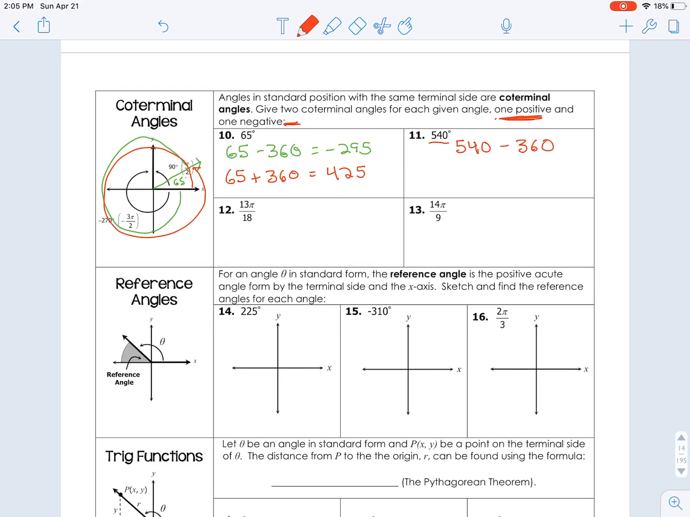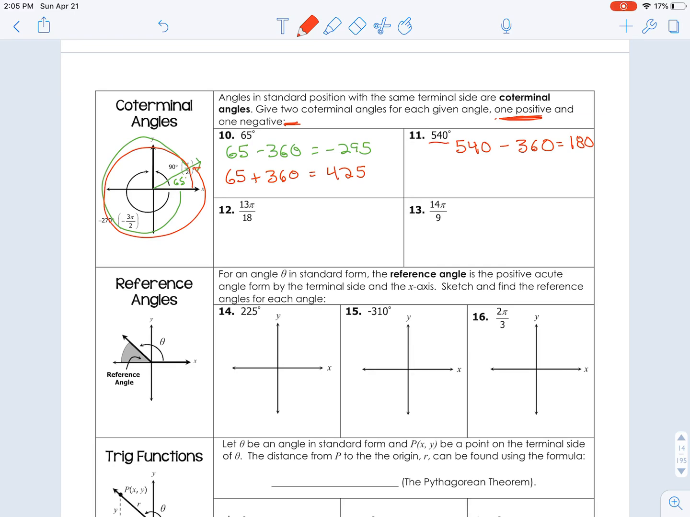Now please note, 540 minus 360 and 540 plus 360 are both coterminal angles to 540. However, one of them is not positive and one of them is not negative. All right, so this one is going to be 180 degrees. Okay, so 180 degrees is the same as 540 degrees in this situation.